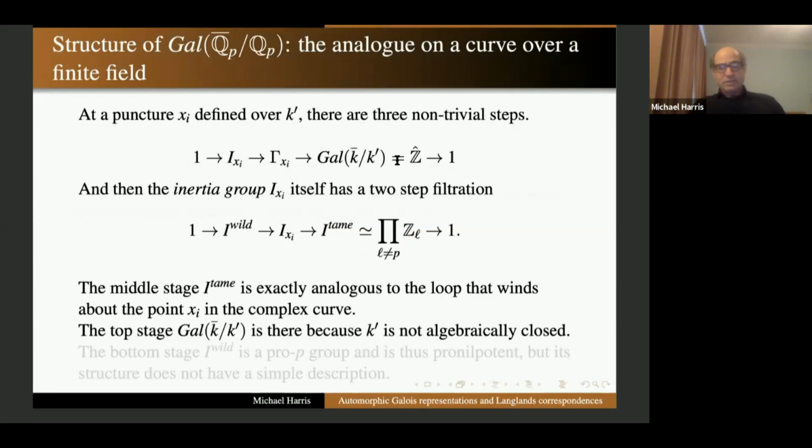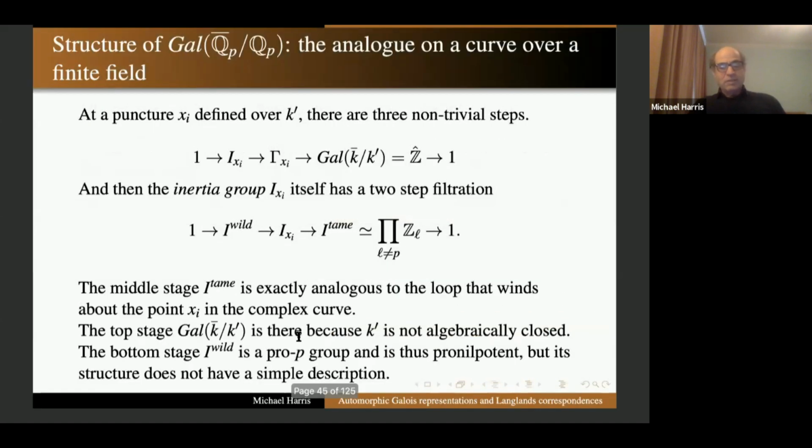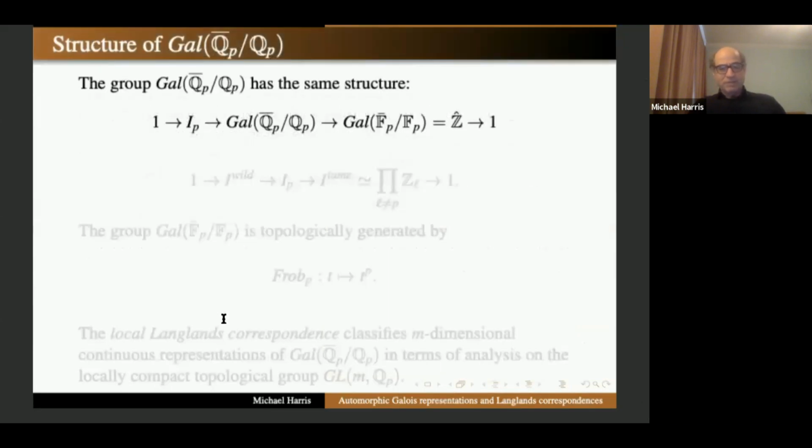The top stage, so this inertia group is a geometric part, and if we were to replace K prime by its algebraic closure, the inertia group would still be there. It would be a subgroup, think of the algebraic fundamental group over the algebraic closure. The top stage is there because it's not algebraically closed. And then the wild stage is a pro-P group. And this is pro-nilpotent. It doesn't have a simple structure, so we won't try.